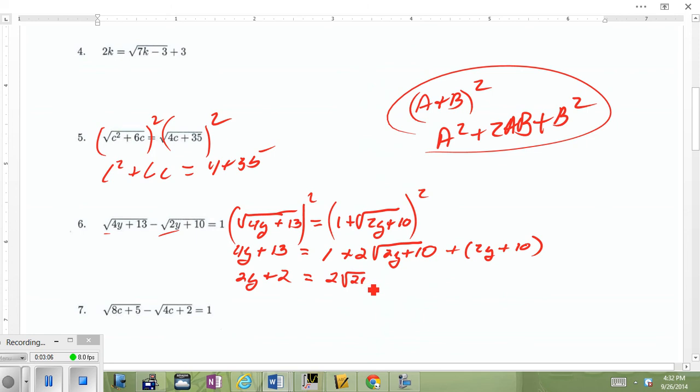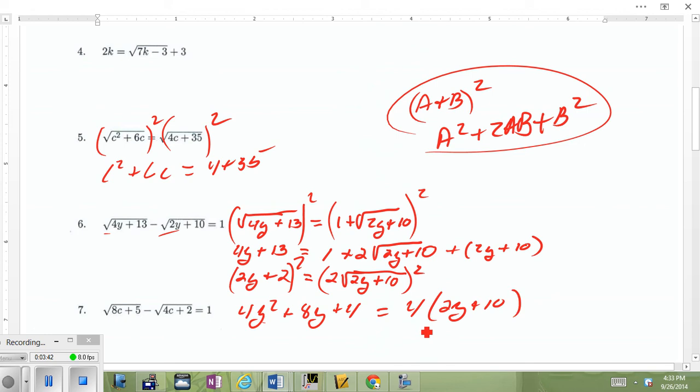Now I've isolated this radical, 2y plus 10. You don't have to divide by the 2. I'd actually suggest you don't. You've got to square again. Square again, because now it looks like the previous problems, okay? Again, this is a binomial. It squares to 4y squared plus 4y doubled, so that's 8y plus 4, and over here we're going to get 4 times 2y plus 10, so it looks like we're going to get 8y plus 40 equals 4y squared. You should be able to take it home from there.